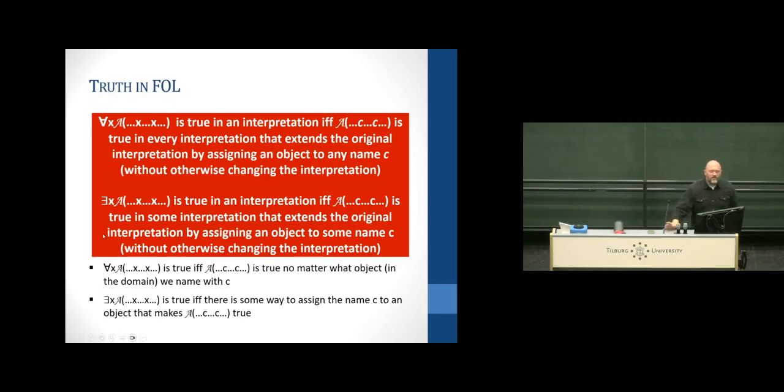Similarly, our existential is going to be true in an interpretation if and only if there's at least one substitution instance where plugging the name in gives us a true sentence. This is just, again, making sure our formal ducks are in a row. If you understood what we were saying two slides ago, you're good to go.